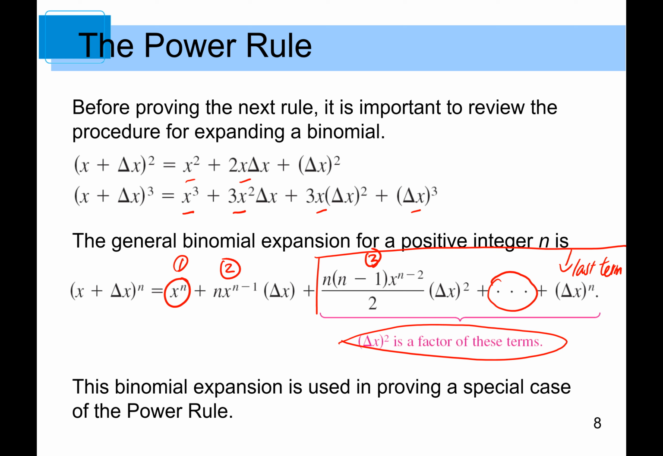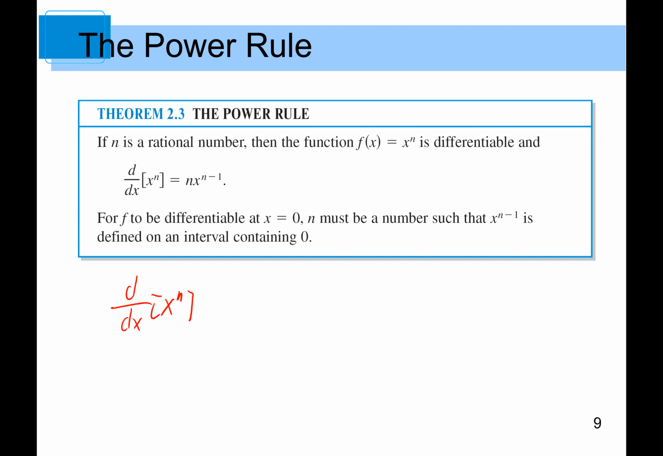In the power rule, if n is a rational number, then the function f of x equals x to the n is differentiable, and the derivative of x to the n becomes n times x to the n minus 1. The procedure is quite straightforward. Put the exponent n in front and reduce the exponent by 1. And that's how we apply the power rule.